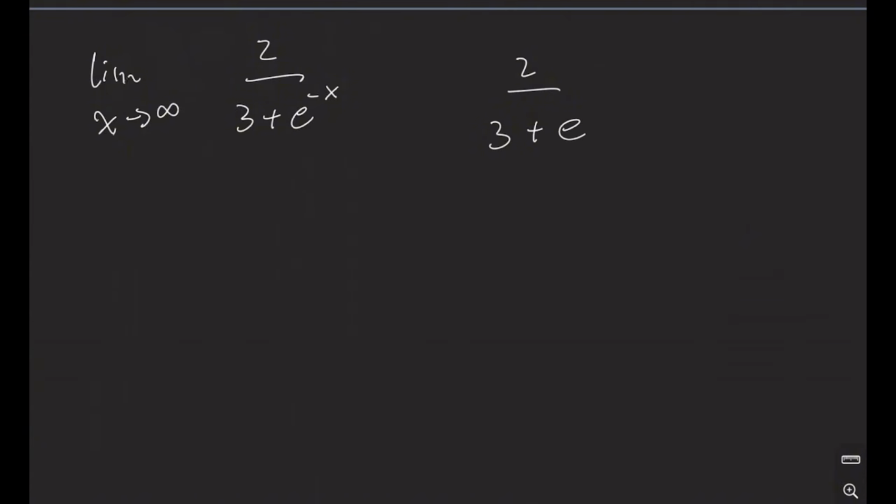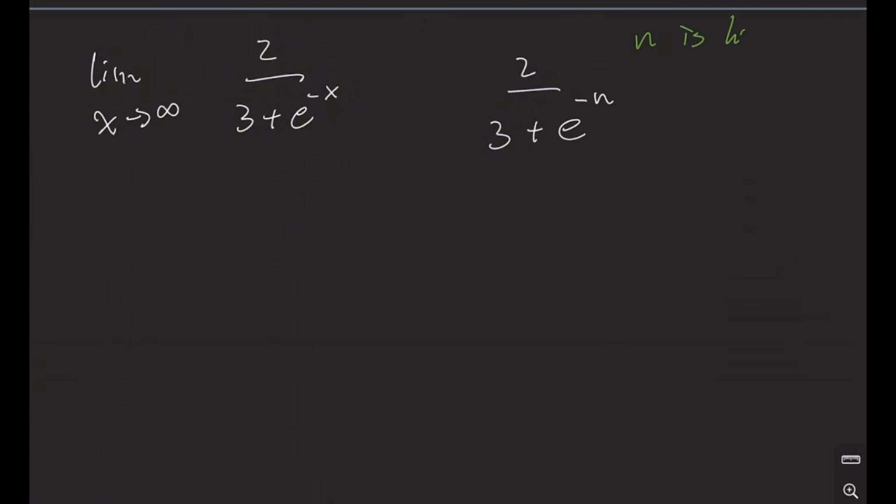Let's do another problem. Let's take the limit as x approaches infinity, and maybe we'll do 2 divided by, let's do a weird number. Let's do 3 plus e to the negative x, okay? So, what are we going to do? Let's plug in infinity. So now, remember, infinity is not a real number, but we're going to treat it as is because this is a limit. So we're going to put in 2 divided by 3 plus e to the negative infinity. Maybe we'll just say negative n.